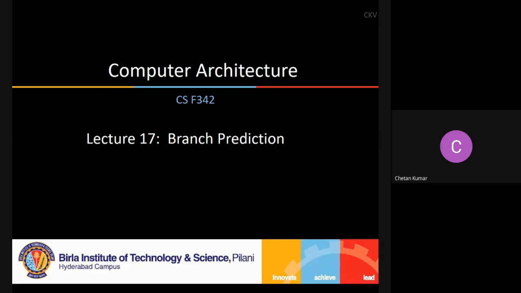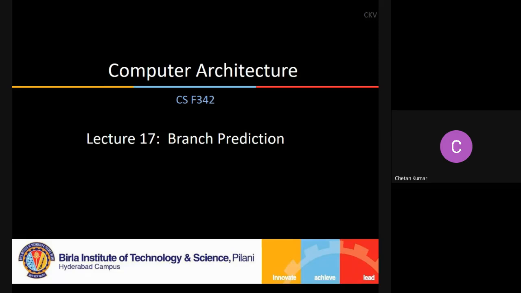Okay, so let's start today's lecture. Just before we start, I'd like to know what you remember from the last class. What topics did we discuss in the last class? We discussed branch prediction. Mainly, we were discussing control hazards, and as part of control hazards, we discussed a very important concept called branch prediction.